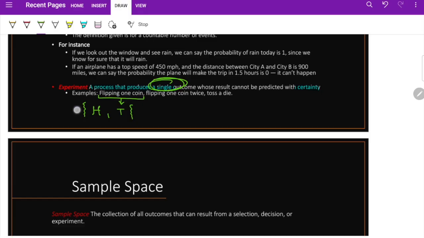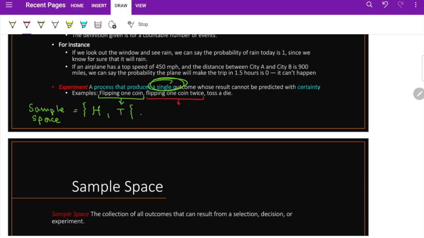We're going to call this one sample space. This is my sample space. So when you implement an experiment, we know that when you do the experiment, you're going to get only one outcome, single outcome. However, we don't know what this outcome is, so that's why we are going to list all of the possible outcomes, right?